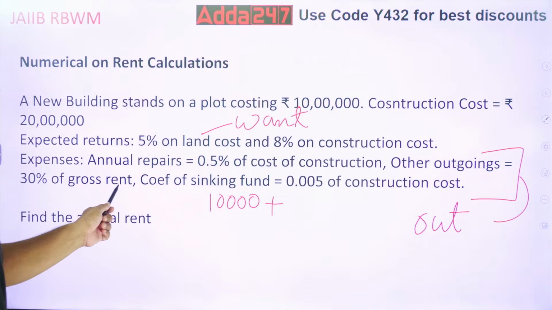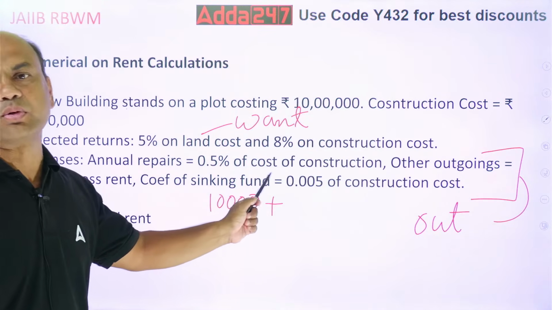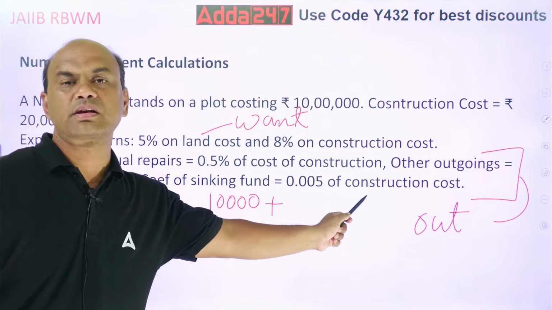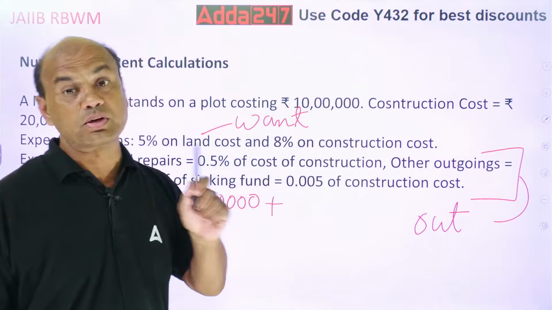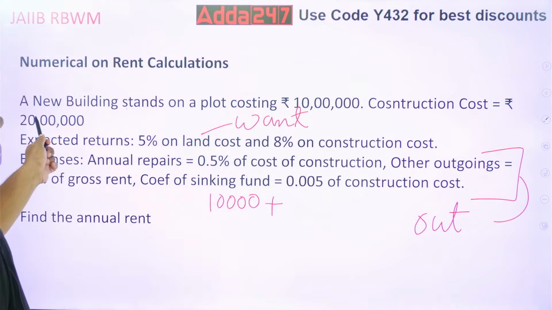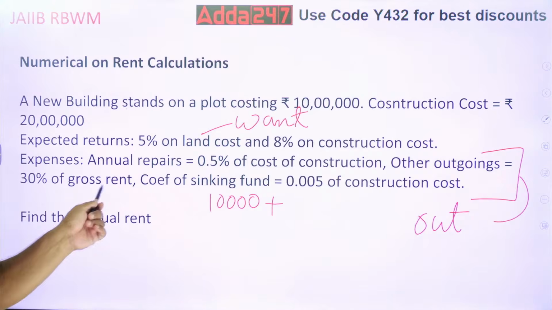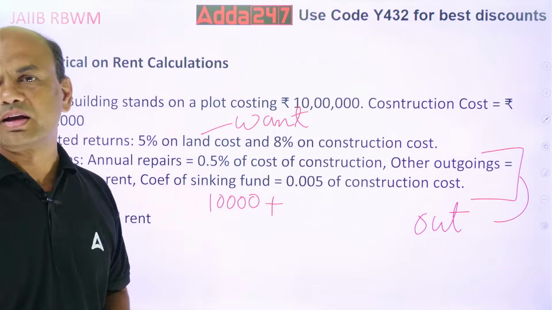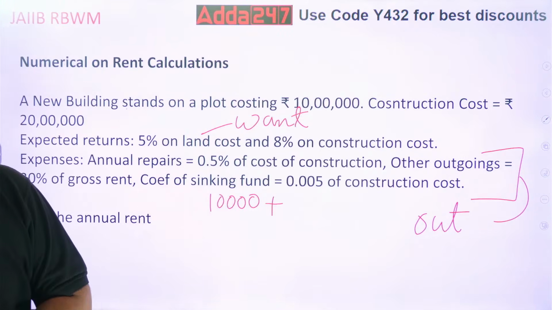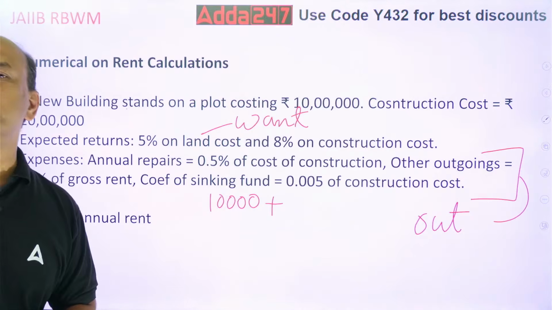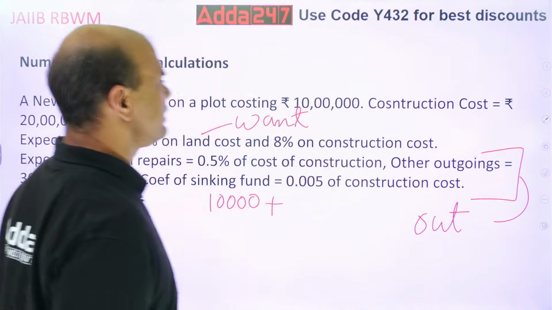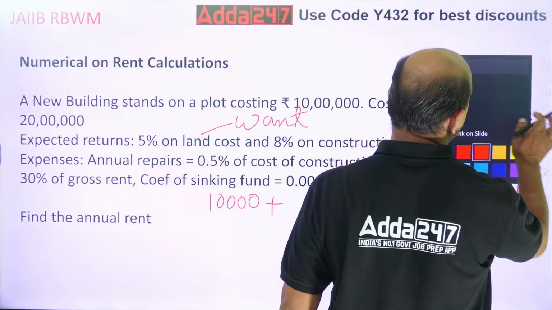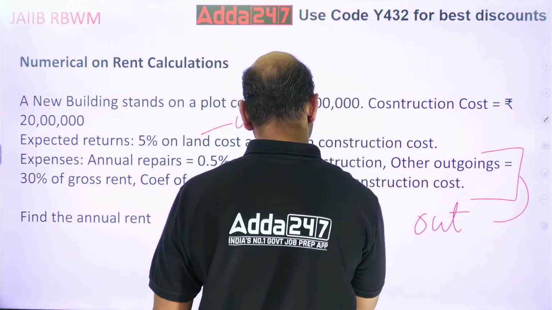See, 30% done. Coefficient of sinking fund is 0.005 of construction cost. What is construction cost? 20 lakhs. So 0.005 into 20 lakhs. Again check this, everyone. 0.005 of 20 lakhs, so it is again 10,000.